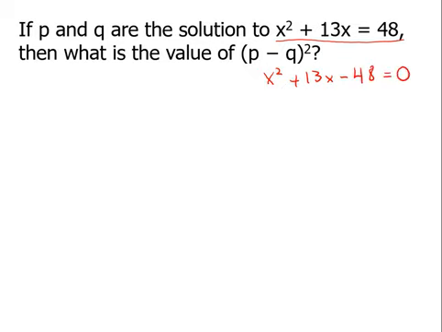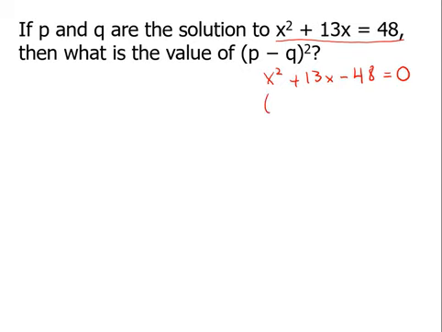So we need two numbers, one positive, one negative. Their absolute values should be relatively far apart. So they have a product of 48, and the difference between the absolute values is 13. And it turns out that 3 and 16 fit the bill. 3 and 16 are 13 units apart, and they have a product of 48.